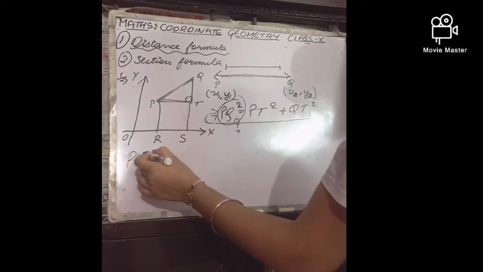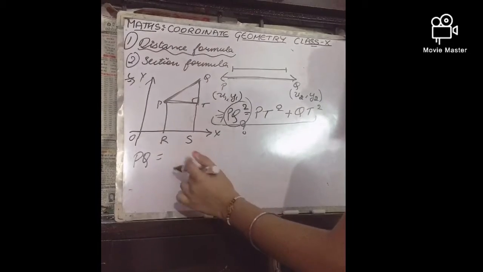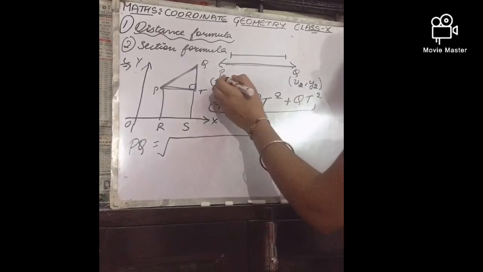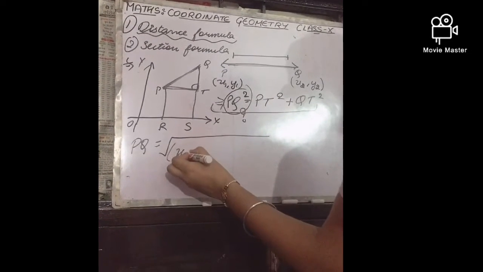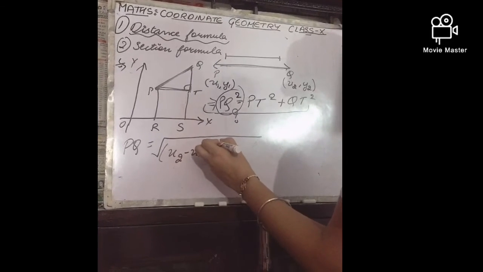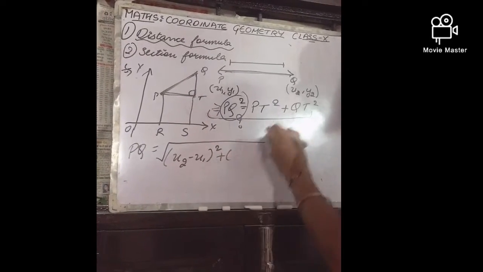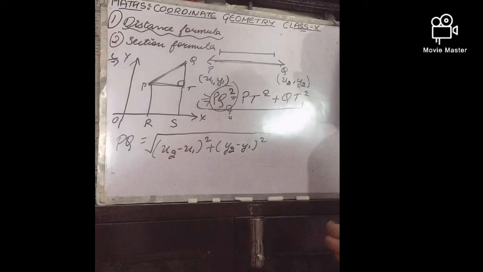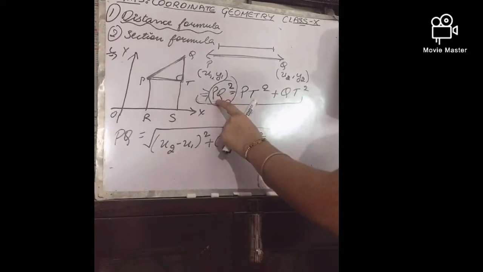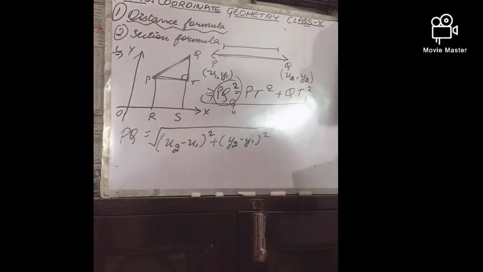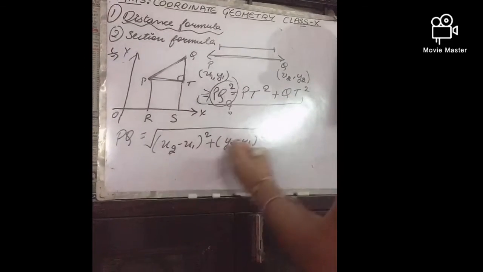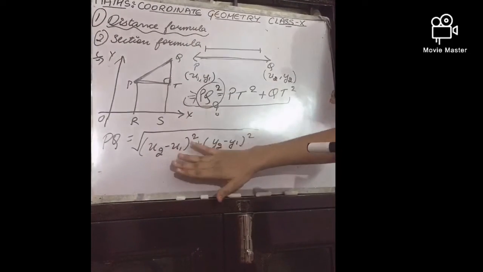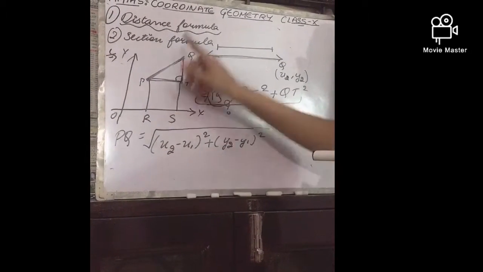For that we will put the distance formula according to this chapter. What this chapter says is that here PT squared would be taken as this, and QT squared will be taken as this, under root, and this PQ squared is written as root of this whole. So this is the distance formula. I hope you have understood the derivation and the formula of the distance formula.